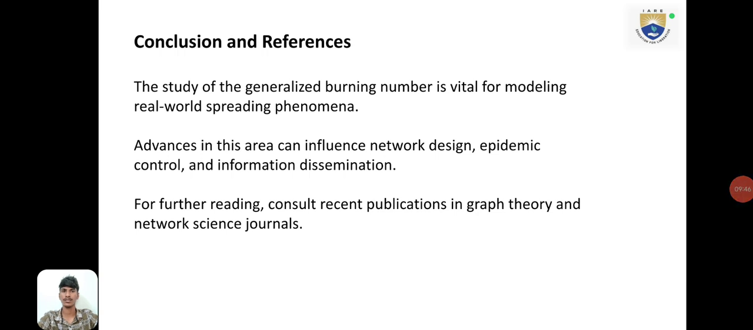Conclusion and references. The study of the generalized burning number is vital for modeling real-world spreading phenomena. Advances in this area can influence network design, epidemic control, and information dissemination. For further reading, consult recent publications in graph theory and network science journals.